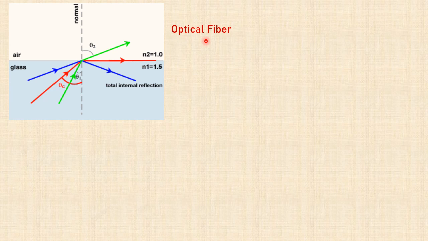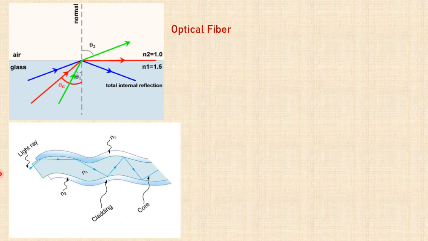So let me show you how light rays propagate through an optical fiber. Obviously, because total internal reflection is observed when light passes from a denser medium to a rarer medium, now I have an inner core which is denser. So this is how an optical fiber looks.